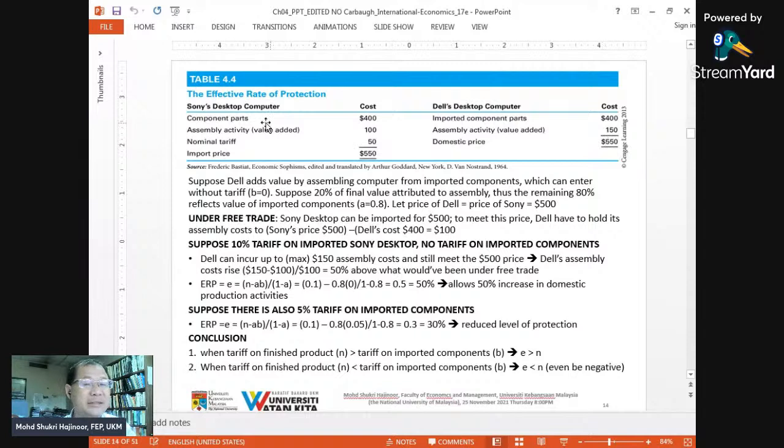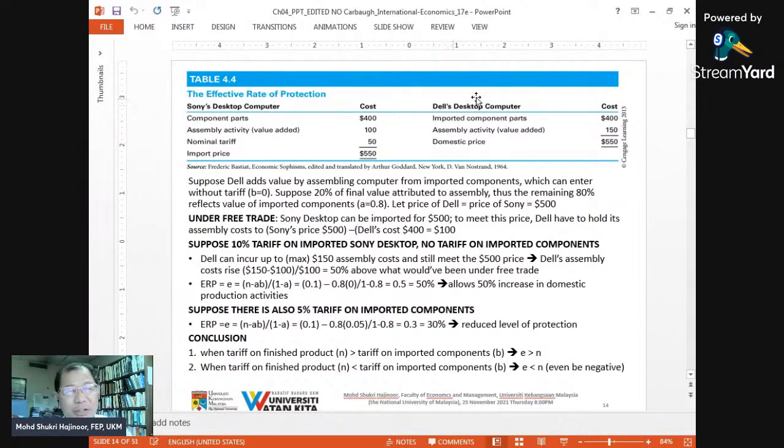So the domestic price, this is Sony. What happened? Component, assembly, this is equivalent. Nominal tariff, and then the import price, because of 10%, is now 550. So Sony can only play around with the cost.